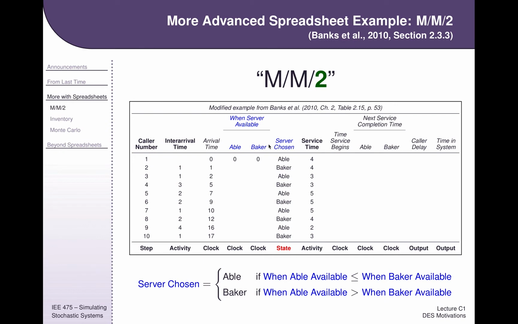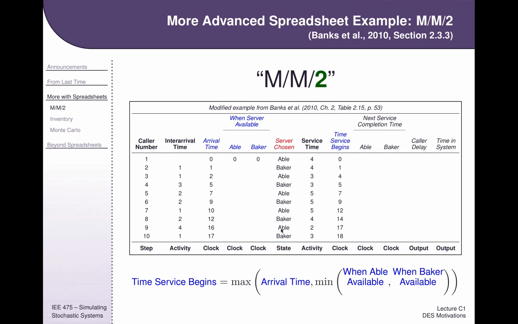So basically, the rule is you say, well, let's look at when the server is available. And based on when they're available, if Able's available time is earlier or the same as Baker's, then we're going to choose Able. Otherwise, we're going to choose Baker. You can implement this in an Excel cell just with an if statement. You can say if this cell is less than or equal to this cell, then put Able here. Otherwise, put Baker here. And so the point is we need to put that rule there, and then we're going to populate these things, and once all of these things get populated, then these things will automatically get calculated as needed.